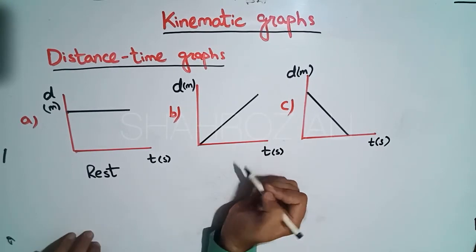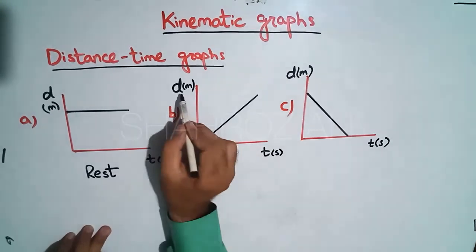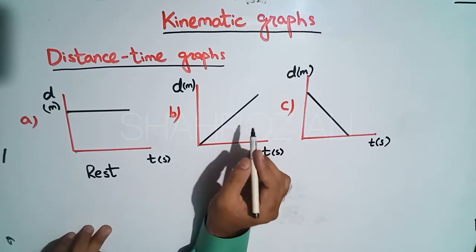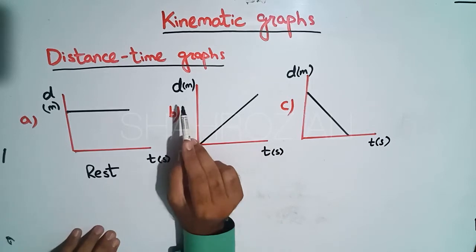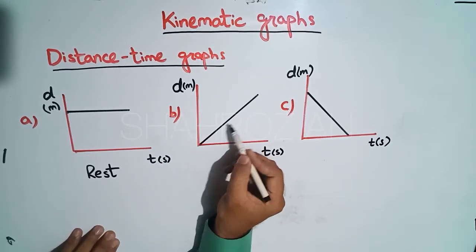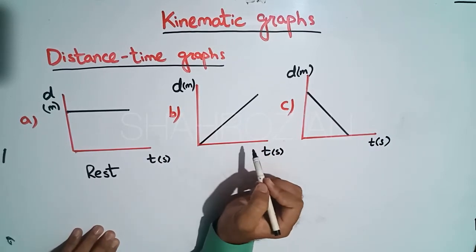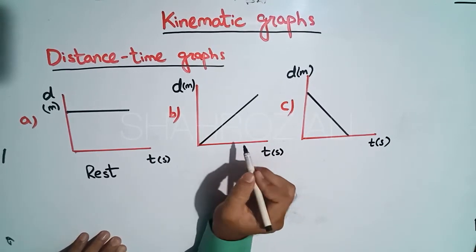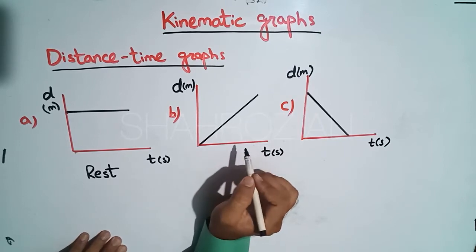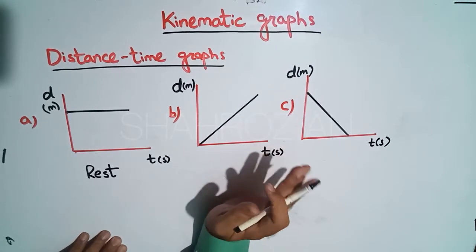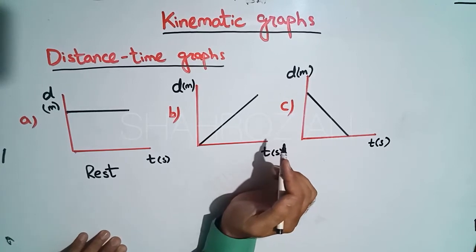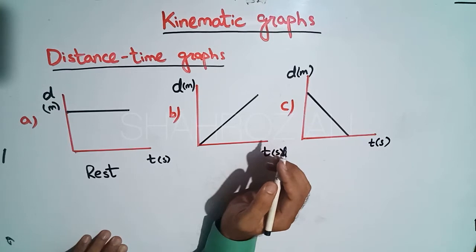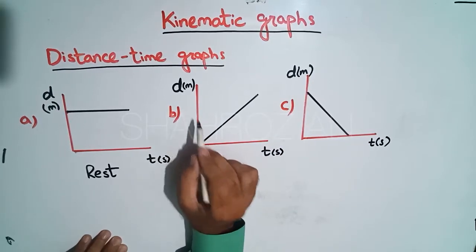In the second graph, it is also a distance time graph, because these quantities will tell us what type of information this graph will give us. Here we have a straight line that is inclined to the time axis. Here you can see distance and time are both increasing. They are increasing by a constant interval, or you can say equal distance is covered in equal intervals of time.